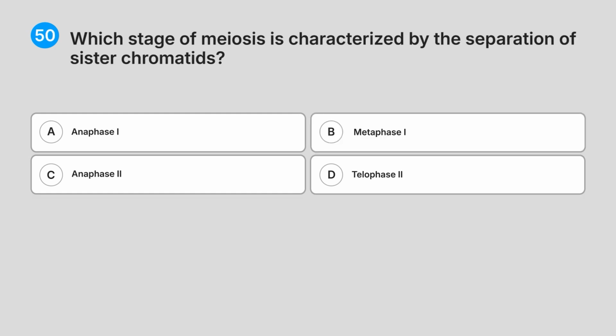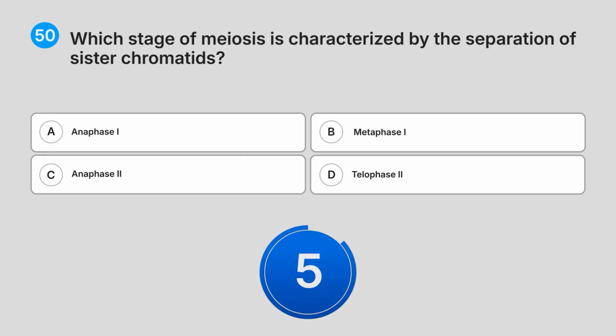50. Which stage of meiosis is characterized by the separation of sister chromatids? A. Anaphase 1. B. Metaphase 1. C. Anaphase 2. D. Telophase. Can you guess the answer?